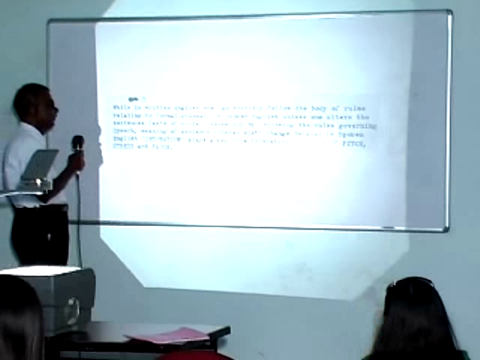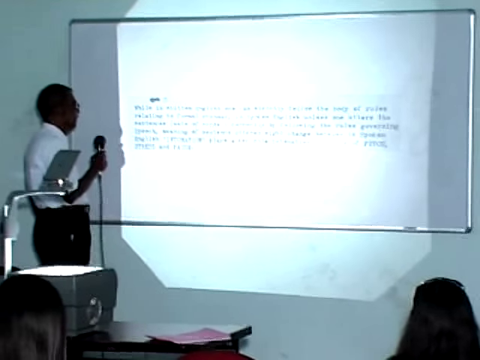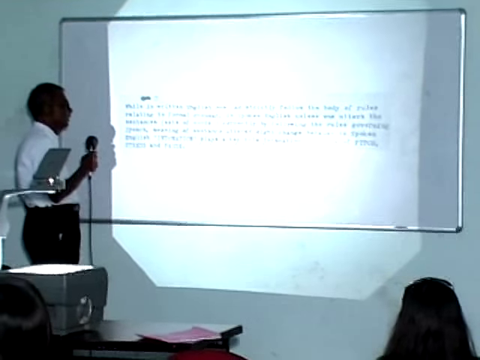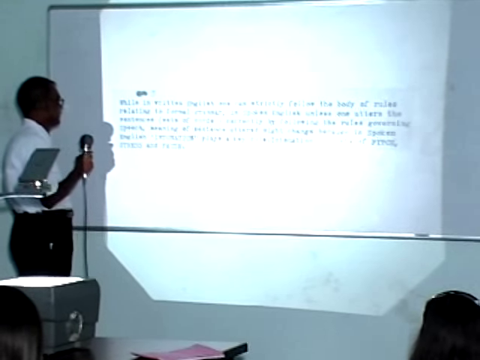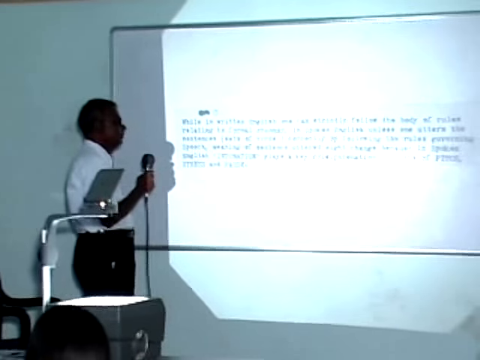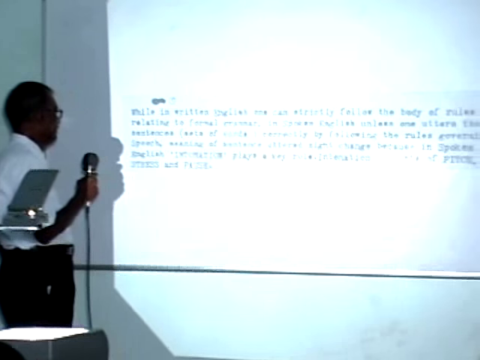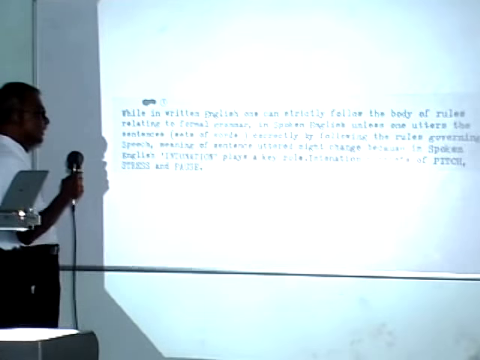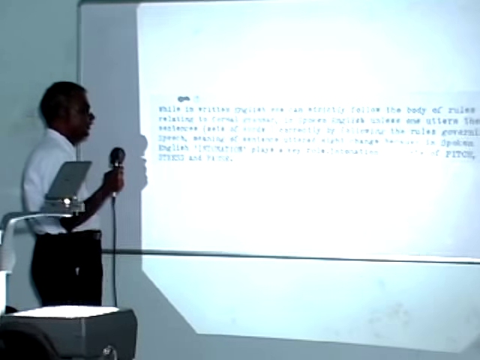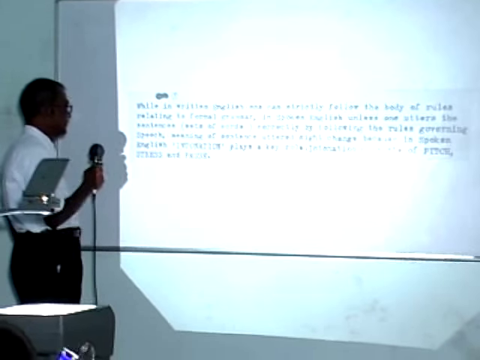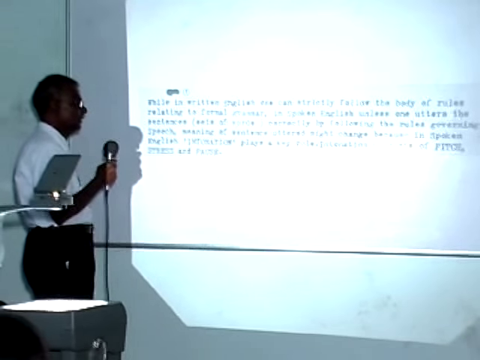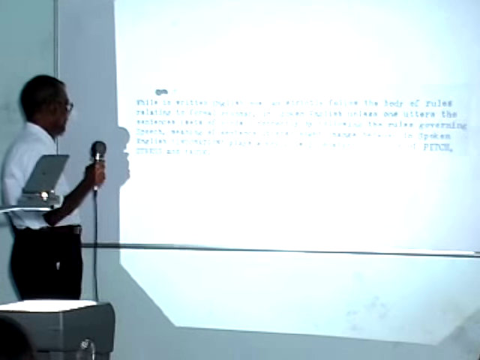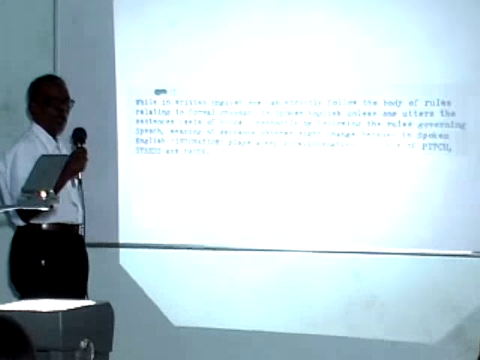One can strictly follow the body of rules relating to formal grammar in spoken English only if one utters the sentences correctly by following the rules governing speech. The meaning of a sentence uttered might change because in spoken English, intonation plays a key role. Intonation consists of pitch, stress, and pause.